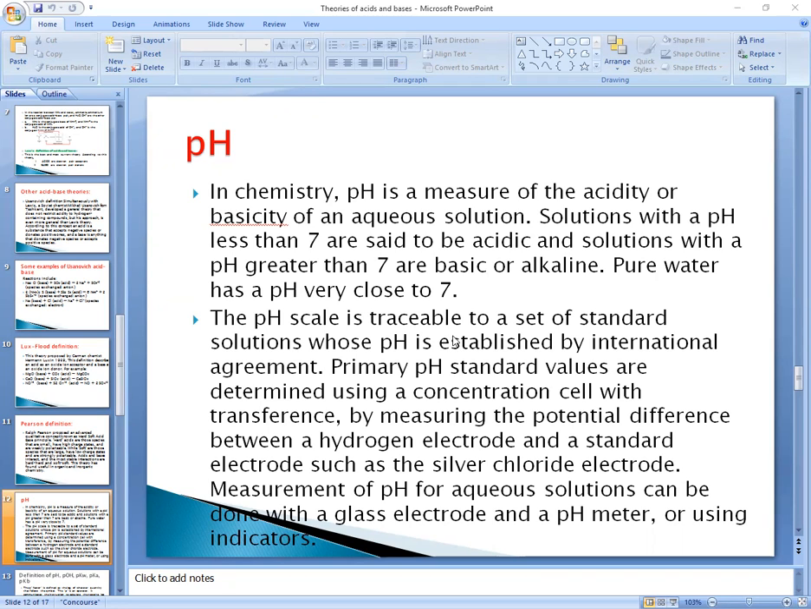Actually, pOH is usually the inverse. Its value is the inverse of pH. Like pOH less than 7 will be considered as a basic solution, and higher than 7 will be considered as an acidic solution, while pOH exactly equal to 7 will be considered as neutral.